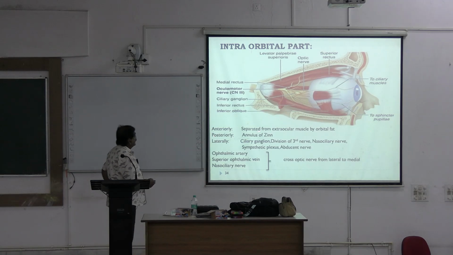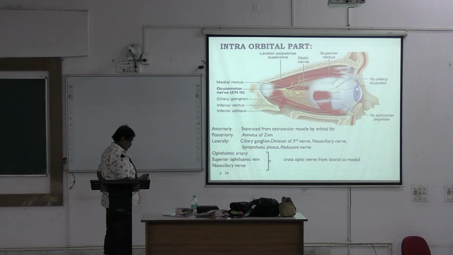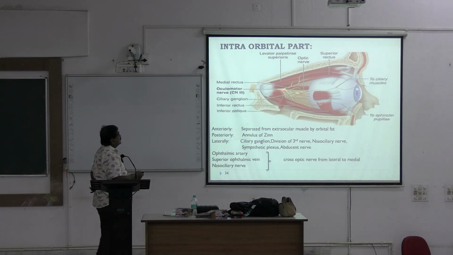Anteriorly separated from the extraocular muscles by orbital fat. Posteriorly, the annulus of Zinn. Laterally, the ciliary ganglion, division of the third nerve, nasociliary nerve, sympathetic plexus and abducent nerve.